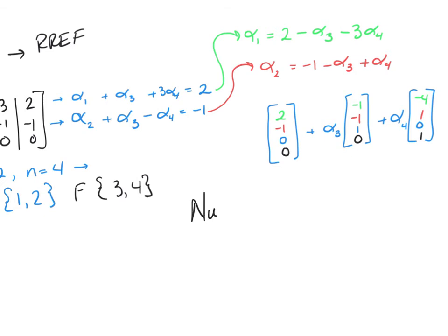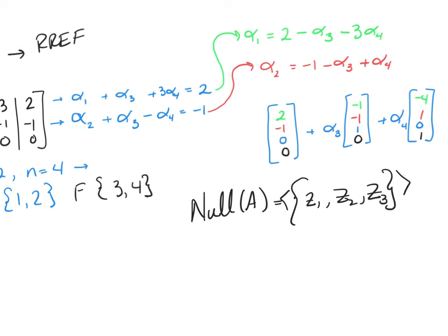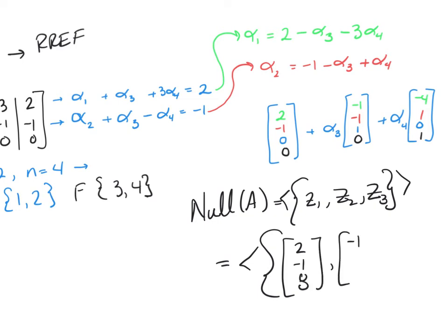So my null space of A is going to be equal to, in this case, Z1, Z2, and Z3, which is going to be equal to 2, negative 1, 0, 0, negative 1, negative 1, 1, 0, and my last vector, which is negative 4, 1, 0, 1.